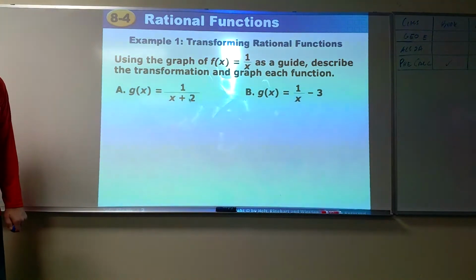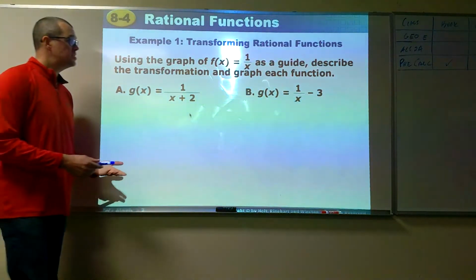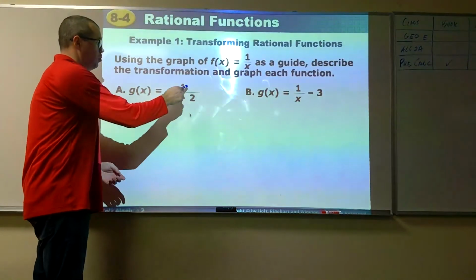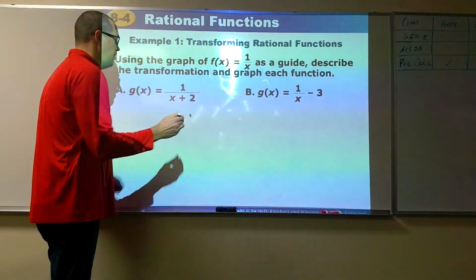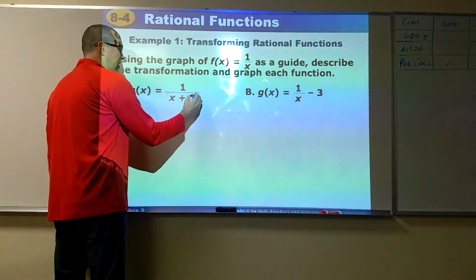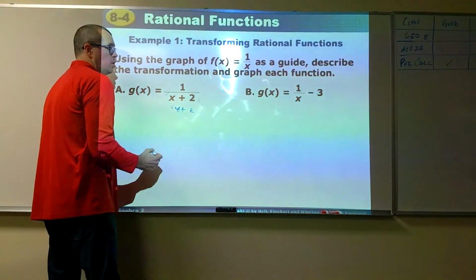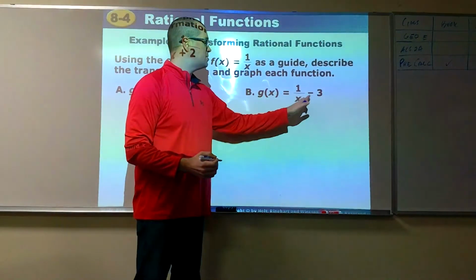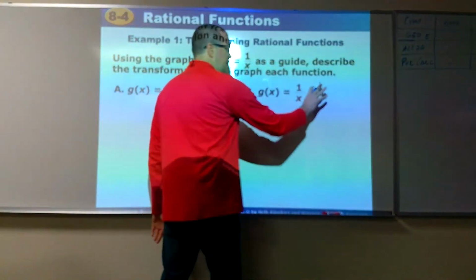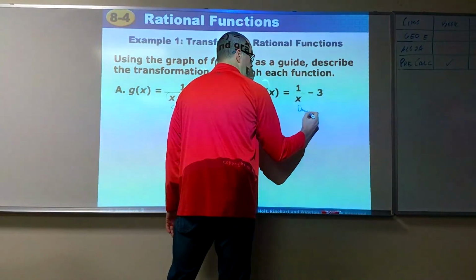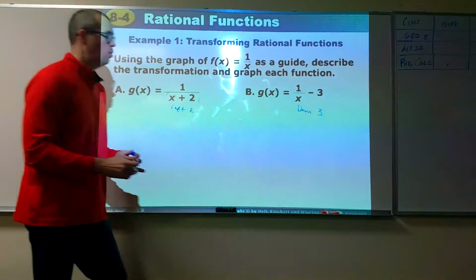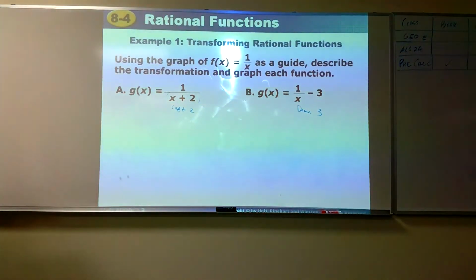Okay, so if we're looking here, we're just going to describe the transformation. Well, 1 over x plus 2. Well, that's down there in the bottom, so that's like it's in the parentheses. So that is left 2. Okay, over here, 1 over x minus 3. Well, that's outside. That's easy. That's down 3. All you're doing is saying what the transformation is. Okay?